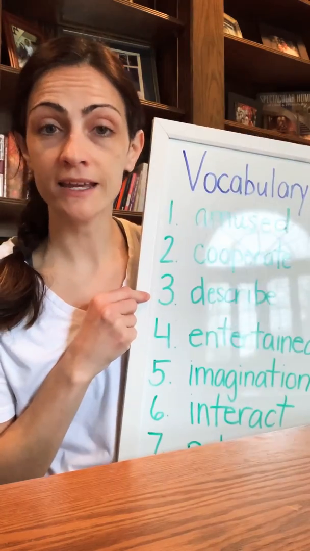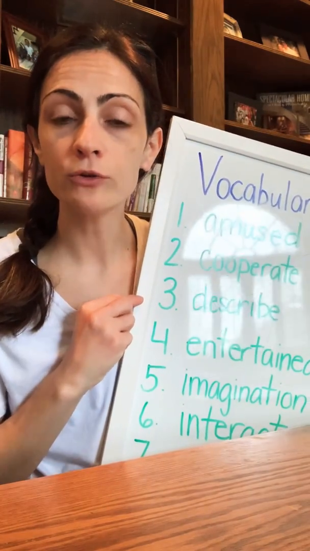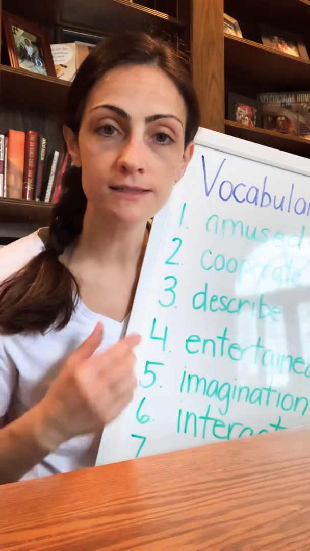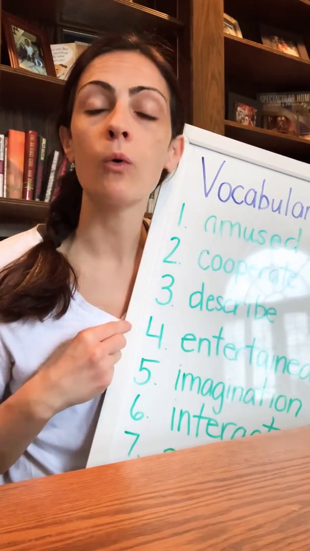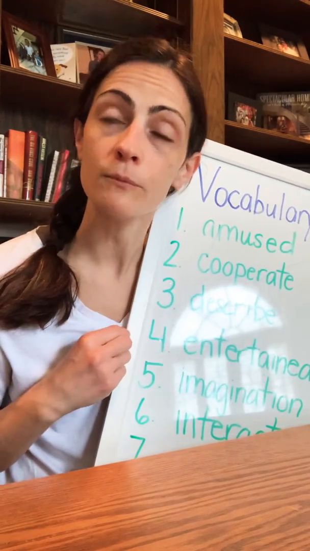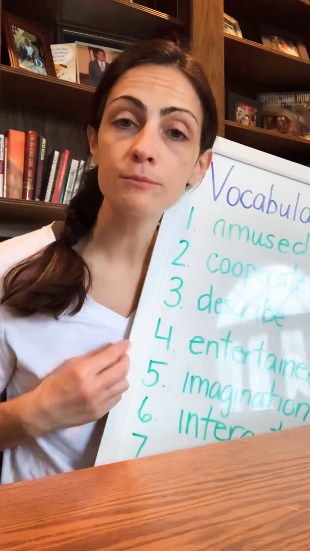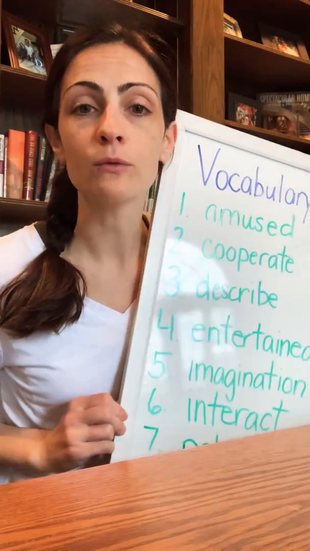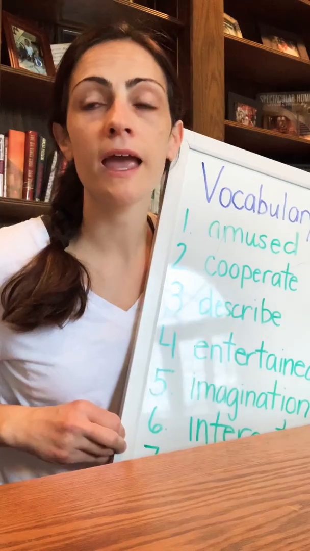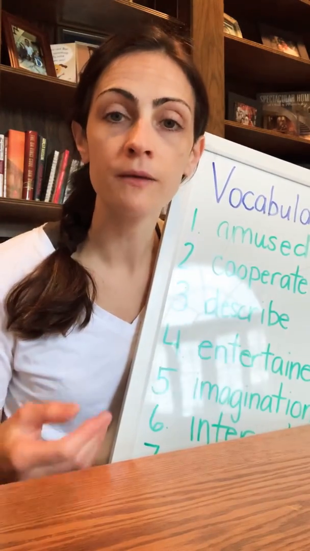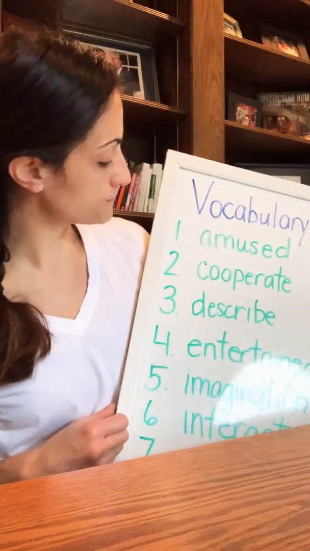Describe. Say it, describe. When you describe something, you try and explain it to somebody with words. So if somebody was not at the party, you might describe it to them. Well, they had a frozen birthday cake and they had balloons everywhere and we sang happy birthday and it was a really fun party. So that might be a way that you describe something. You describe it with words.